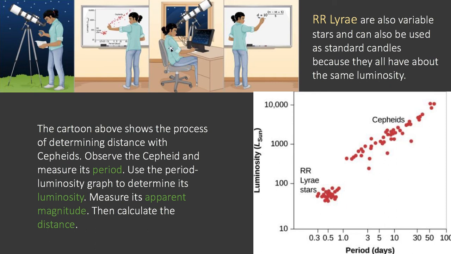The process is illustrated here in the cartoon. You can see the astronomer looking through the telescope, figuring out what the period is. I think she has a stopwatch in her hand here, so she's timing the period. Then she comes to the chart that tells her the luminosity. She plugs the luminosity into the computer, looks up the apparent magnitude, or maybe she finds the apparent magnitude here as well, and then plugs it into a calculation to get the distance to the star.